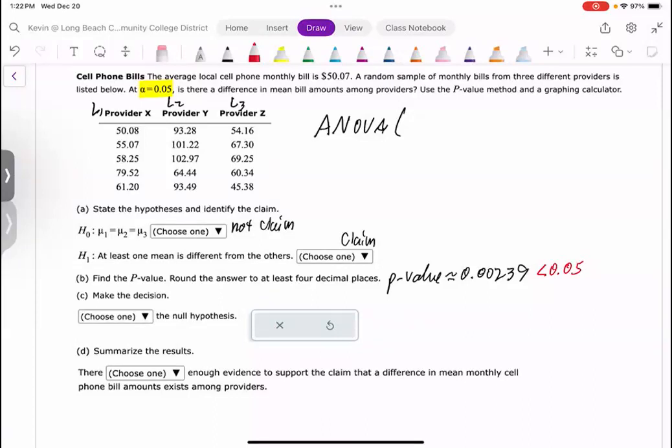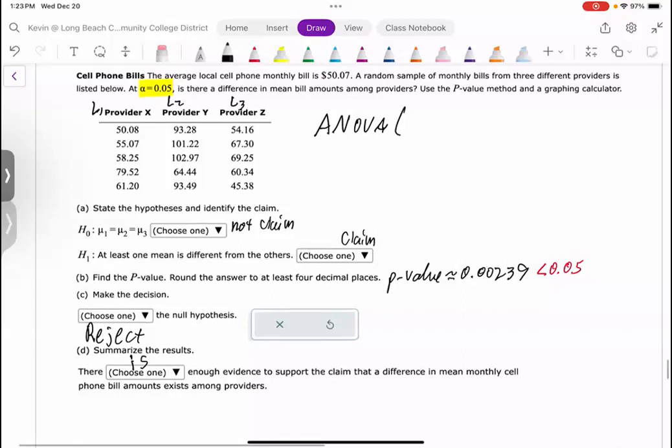So we are going to reject the null hypothesis. So this means that there is enough evidence to support the claim that a difference in mean monthly cell phone bill amounts exists among these providers. So at least one of these means is different than the others, based on our analysis. Pretty cool. It's pretty cool we get to skip all the F stuff.